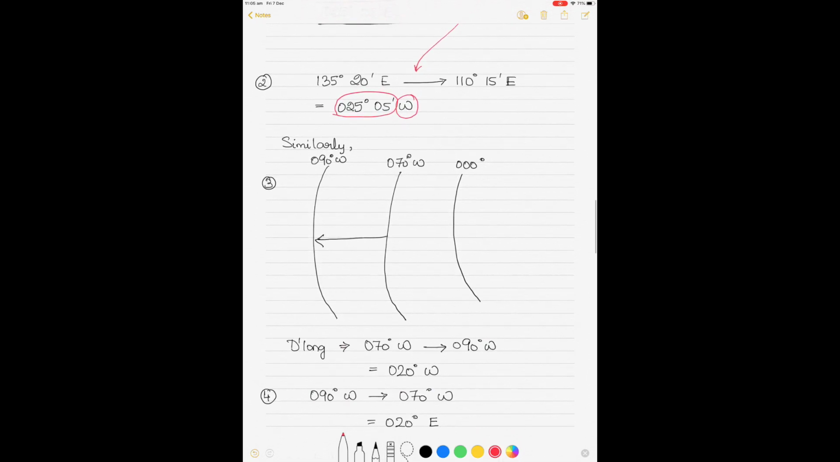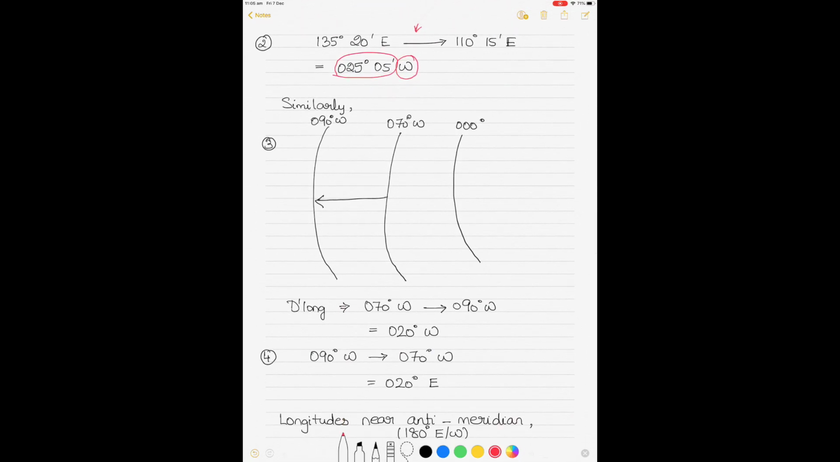Similarly, now if I use the western longitudes, if the vessel was traveling from 070 degrees west to 090 degrees west, the Dlong would be 070 and 090. You subtract the smaller from the bigger number, the answer would be 020 degrees, and you will name it west because the vessel is now traveling in a westerly direction.